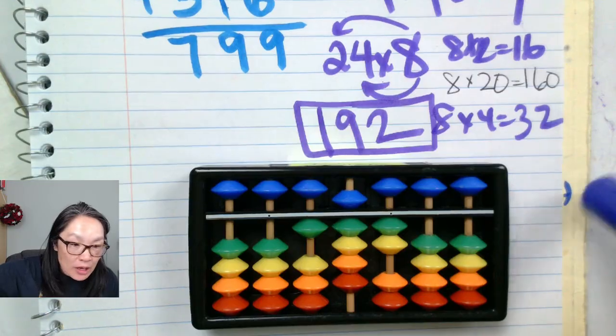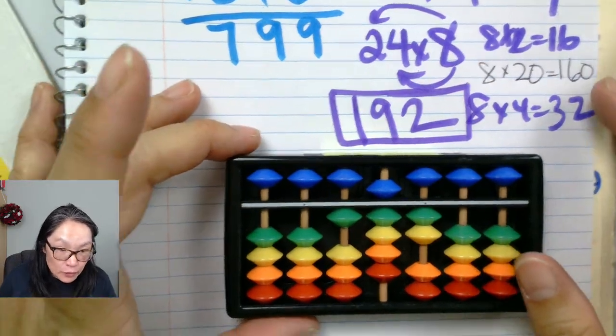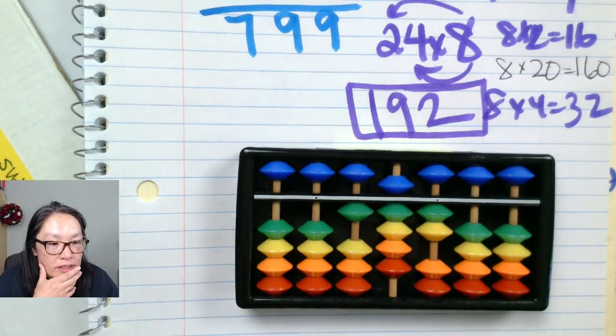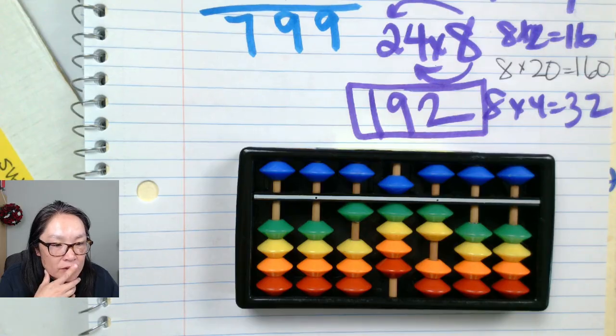Okay, so how are we doing? Does that make sense? We can do another one. Are we ready for another one? Is there any way to show single digit multiplication on the abacus without doing mental math?